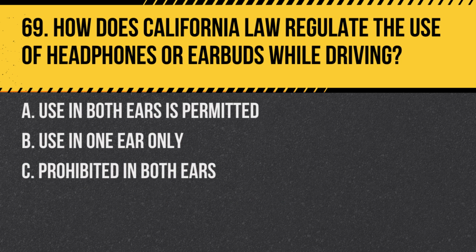Question 69. How does California law regulate the use of headphones or earbuds while driving? A. Use in both ears is permitted. B. Use in one ear only. C. Prohibited in both ears. Answer: C. Prohibited in both ears. California law prohibits the use of headphones or earbuds in both ears while driving.